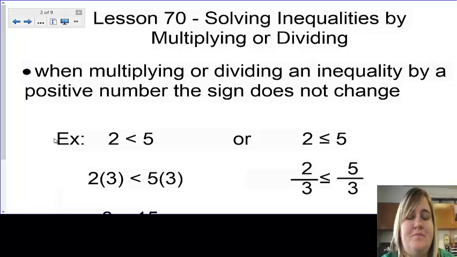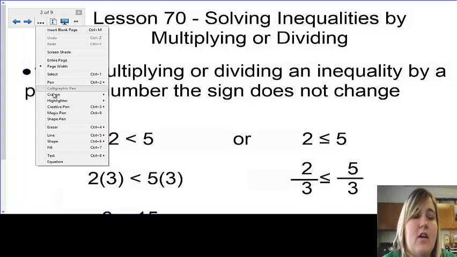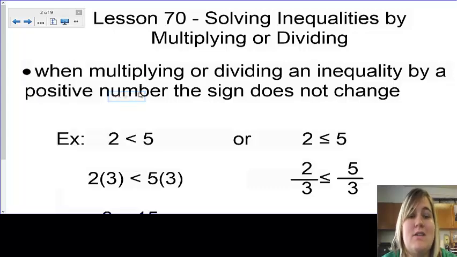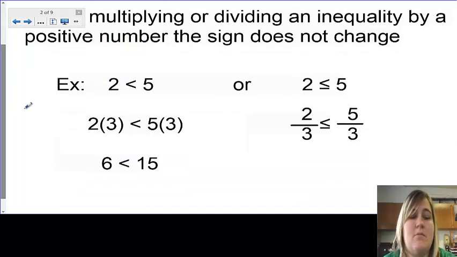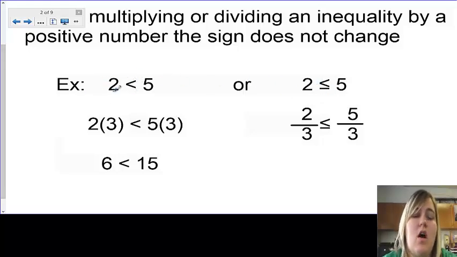When multiplying or dividing an inequality by a positive number, the sign does not change. Okay? So as long as what you're multiplying or dividing by is a positive, your sign is not going to change at all. And by sign, we mean the inequality sign. So for example, on this one, they multiplied by 3 on both sides. So 2 times 3 was 6, 5 times 3 was 15. 6 is still less than 15, just as 2 was less than 5. So my sign is the same all the way through.